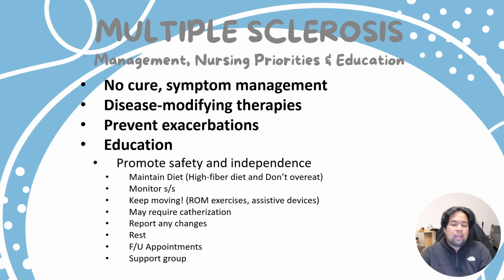One thing about the diet that I want to talk about is we want to encourage a high fiber diet and that they don't overeat. Again, obesity does have a lot of risks, the added risk with other diseases. So we want to make sure they don't overeat. We want to encourage them to also keep moving. We can't make them move, especially when you don't feel good, you don't want to move.